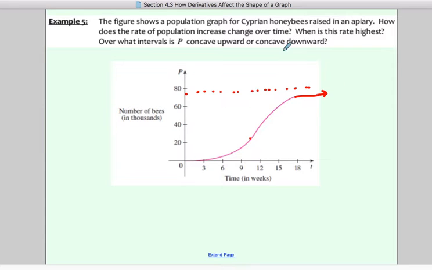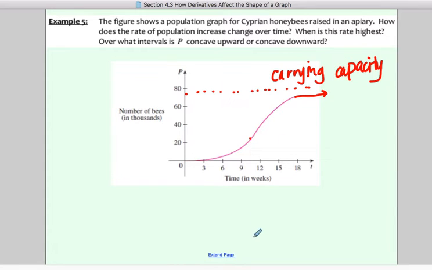Does anybody know what that's called? Can't answer me, but it's called the carrying capacity. At a certain point, an environment can only support so many bees for so long, right? Otherwise, there's not enough food and stuff for them to survive. So I would say that it starts out slowly increasing, then rapidly increasing, and then slowly starts to level off as it gets closer to what we call the carrying capacity.